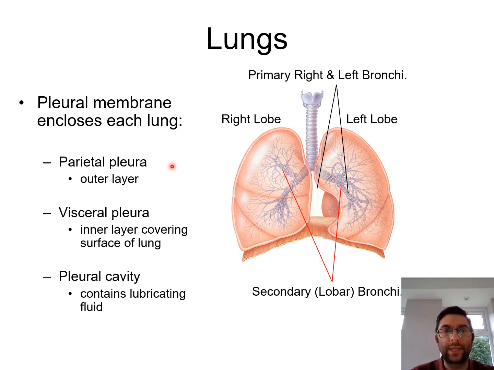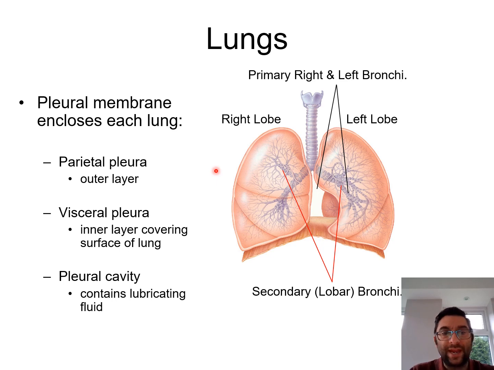So it has the outer layer, or the parietal layer, and this is very sensitive to pain because it has a lot of nerve endings within the lining of it. We then have the inner layer, which covers the entire surface of the lungs themselves, and this is technically termed the visceral layer, or the visceral pleura. This isn't sensitive to pain because it lacks that sensory innervation.